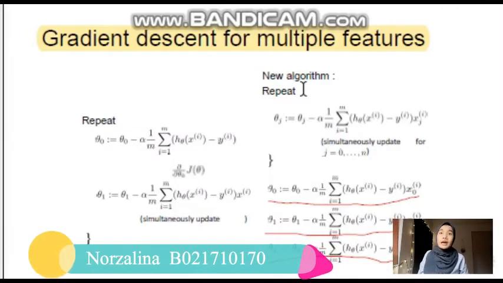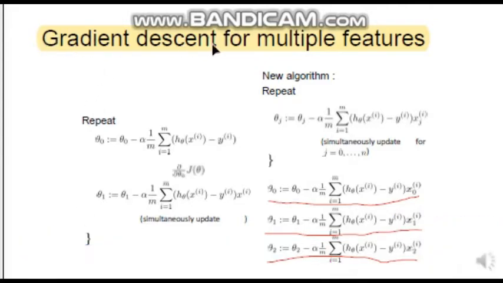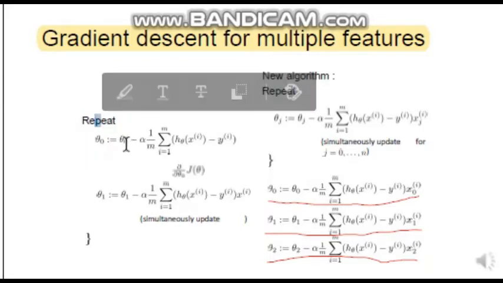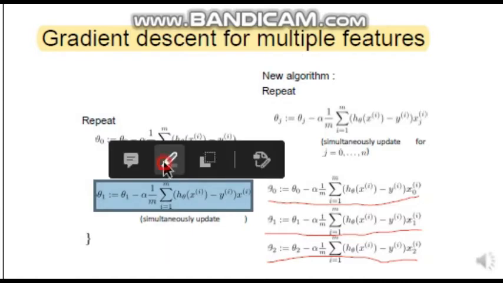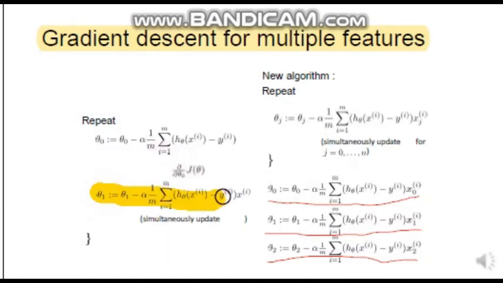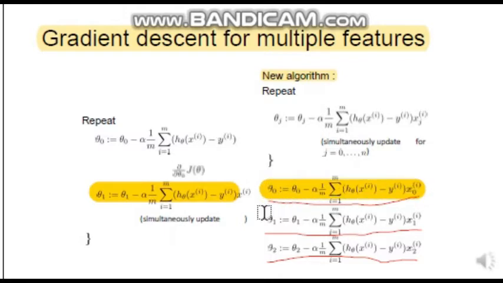Hi, my name is Nazarina Karudin. I will explain tutorial 6 question 1, which is gradient descent for multiple features. This slide shows gradient descent with linear regression with n equal to 1, which is theta 0 and theta 1. This one is the new algorithm for n more than 1. We will repeat the same equation for theta 0, theta 1, theta 2.